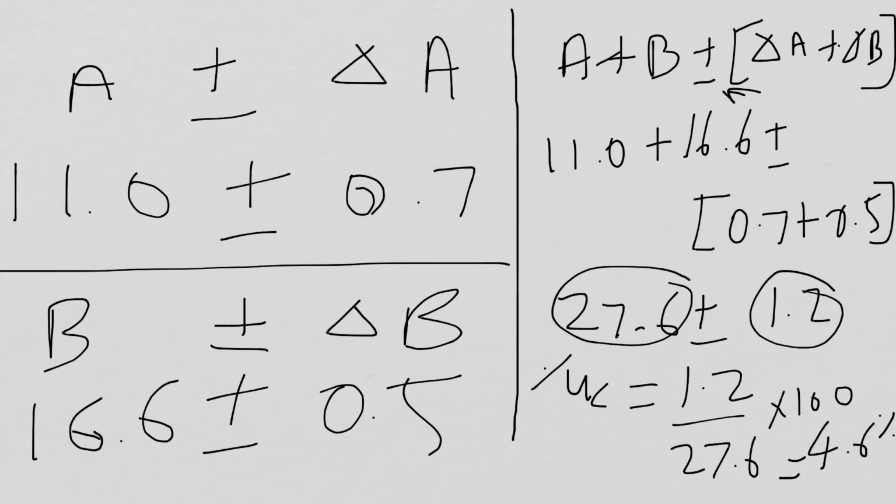4.6%, which is equivalent to 5%. So that's how you have to write it, equivalent to 5%. Okay, so in this way you have to do the uncertainty. Now we will take subtraction of the uncertainty.